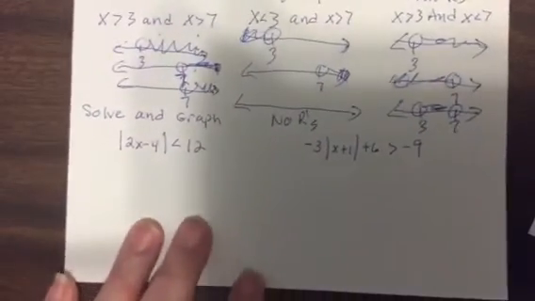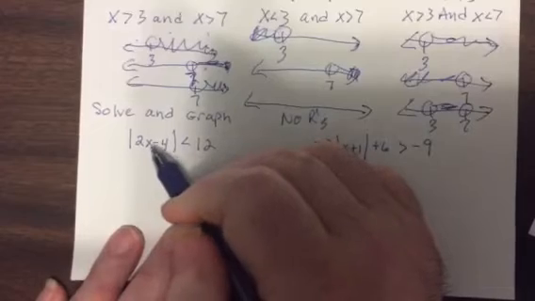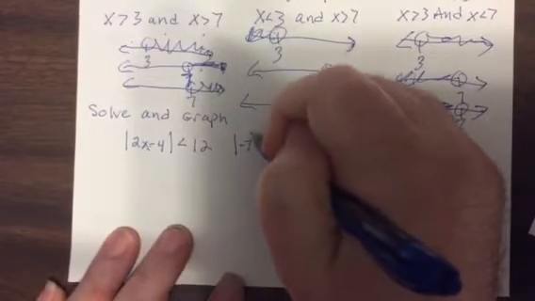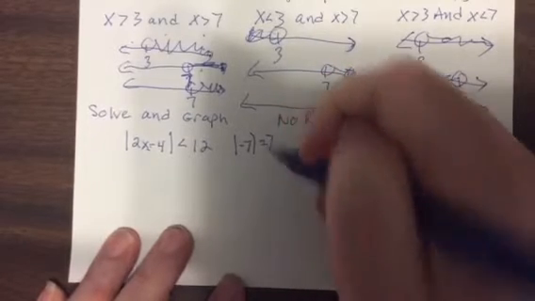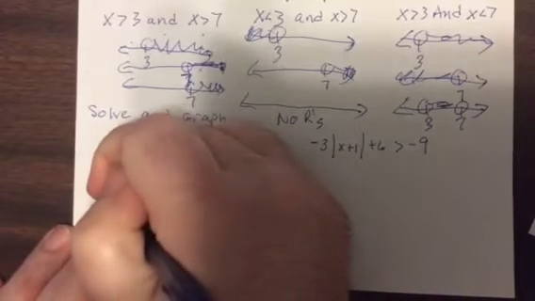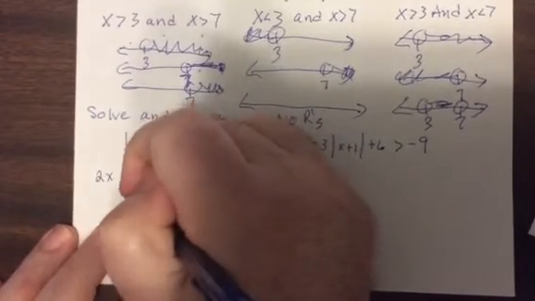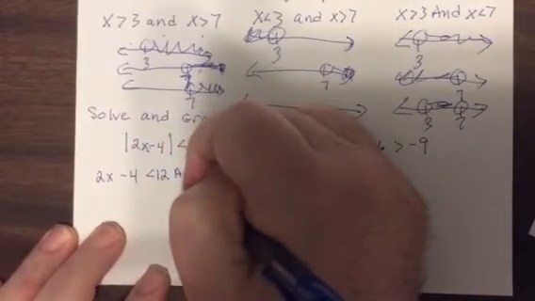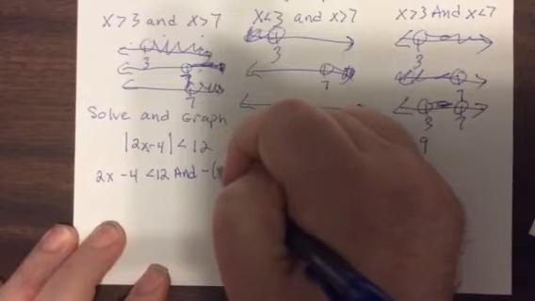Now, solving. If there's a variable inside of the absolute value, you got to break it up into two parts. So if I said, what's the absolute value of -7? You'd say, oh my goodness, it's 7. But since this has a term and an inequality involved, you gotta break it up into two parts. So 2x minus 4 is less than 12, and the opposite.